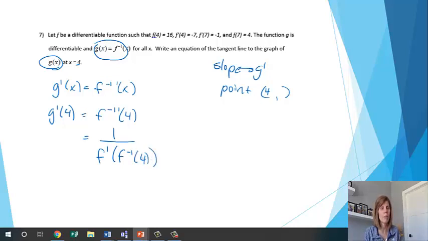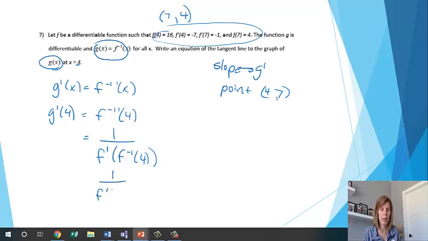Now I need to think about this a second. Please remember that g is the inverse. So if 4 is x on the inverse, then on the original function it's going to say something comma 4. Looking at these values, the one that has a y value of 4 is f of 7 equals 4. So 7, 4 is the point for this one. I know 7, 4 turns into 4, 7 on the inverse, so the inverse at 4 is 7.